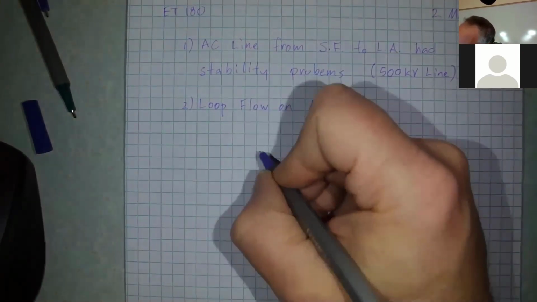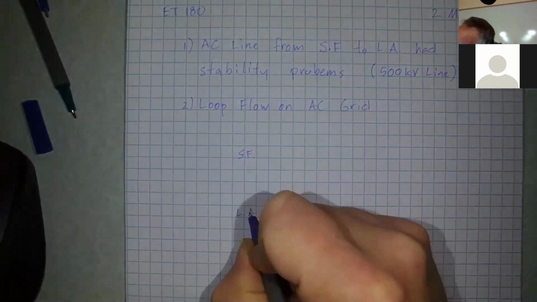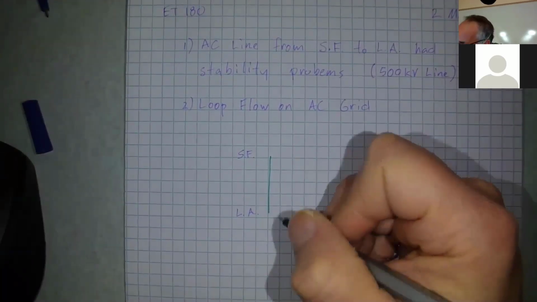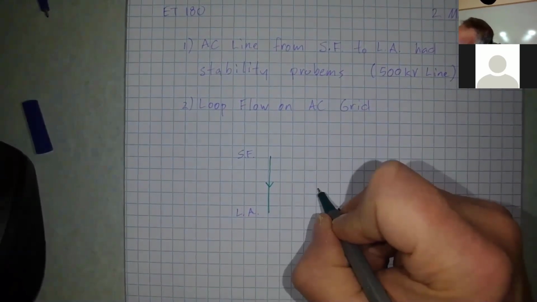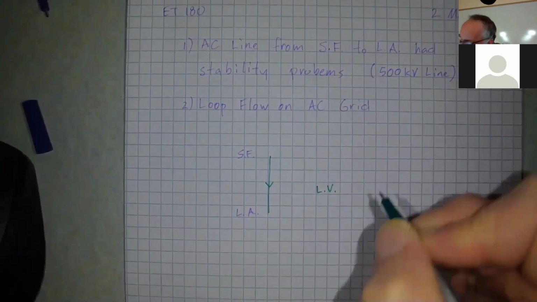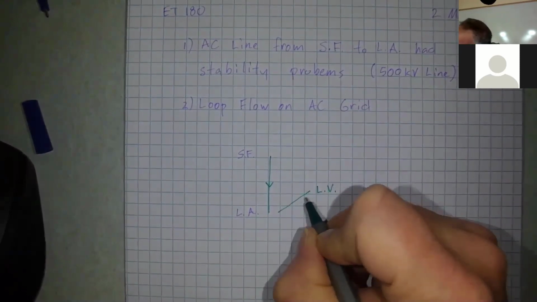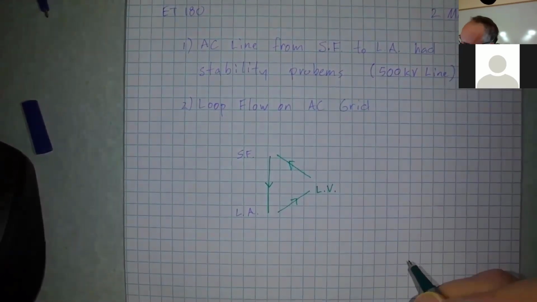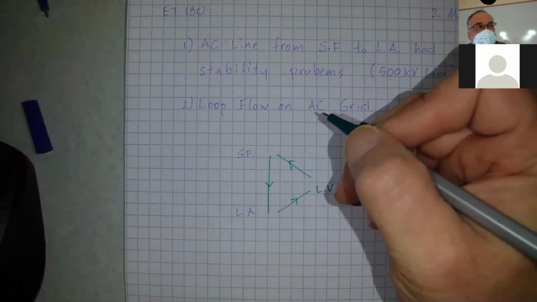So, if we go over loop flow, we've got San Francisco up here. We got LA down here. We've got that transmission line there, right? Let's say we're having power going there. We had LV, is that okay for Las Vegas? Okay. Actually, I should include Idaho in here somewhere too. It actually went all the way up to Idaho and back around. Okay.